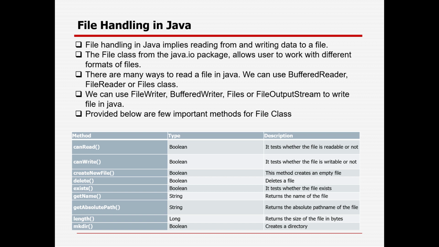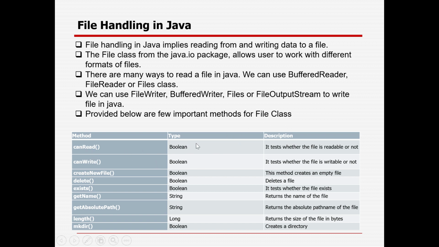The File class from the java.io package allows the user to work with different formats of files. There are many ways to read a file in Java. The user can use BufferedReader, FileReader, or the File class. Similarly, the user can use FileWriter, BufferedWriter, Files, or FileOutputStream to write a file in Java. These are the important methods available in the Java File class.